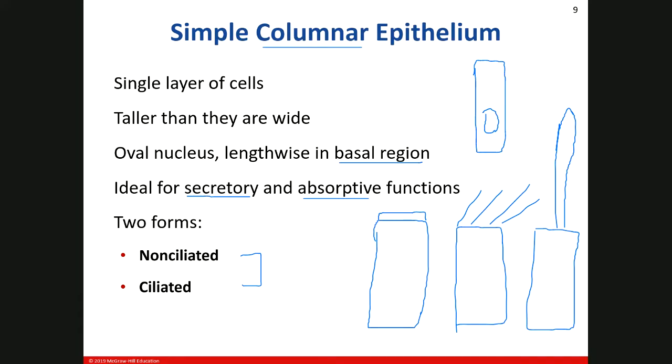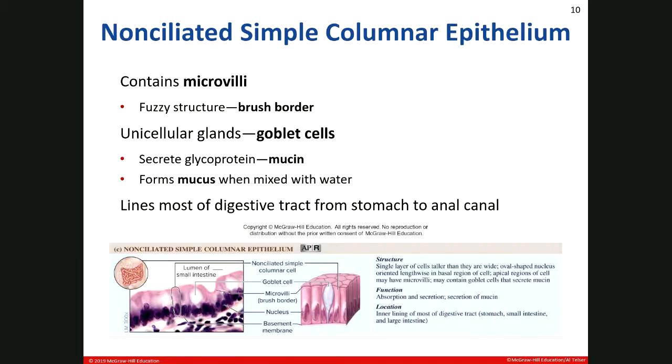So this would be a ciliated form of simple columnar. You have these long hair-like structures. All right? And this would be a non-ciliated. All right, so we'll talk about those. Let's start off here with the non-ciliated. So this means it does not have cilia. It does not have these long hair-like projections coming off here. Okay?